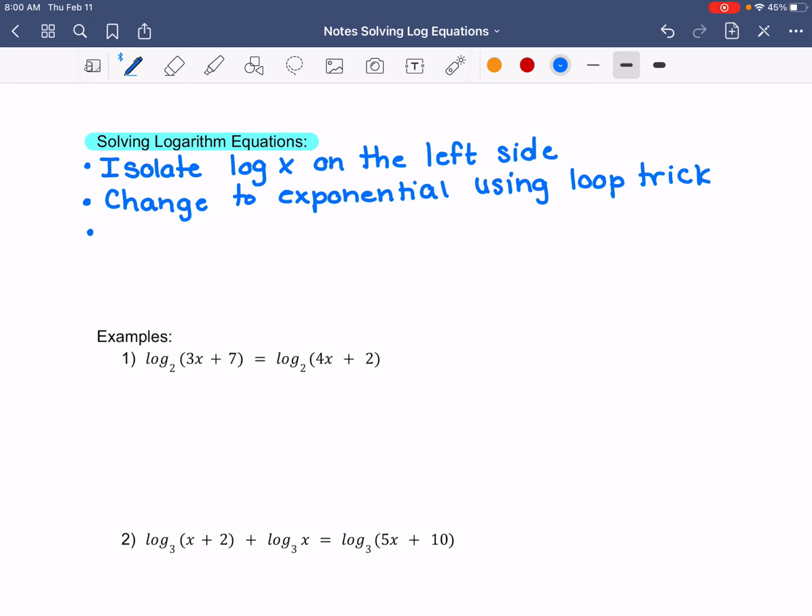You'll go ahead and evaluate the exponent. And solve for x.